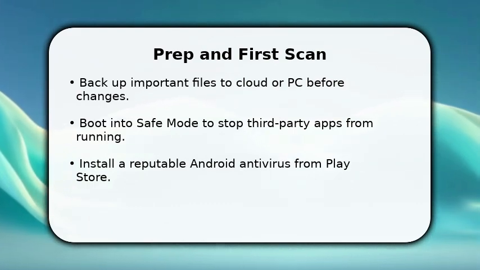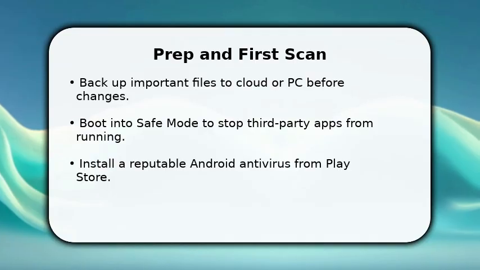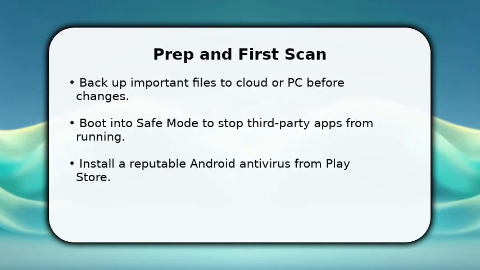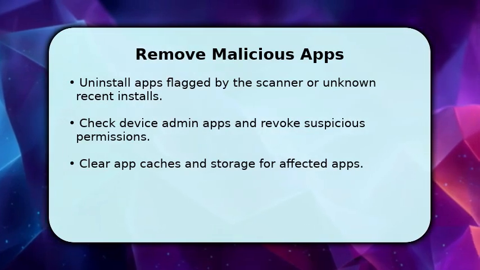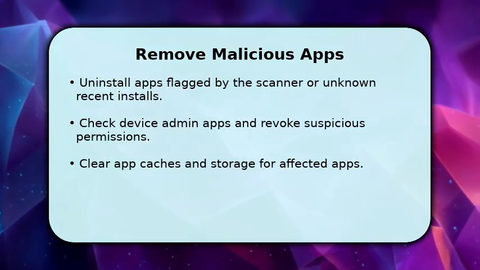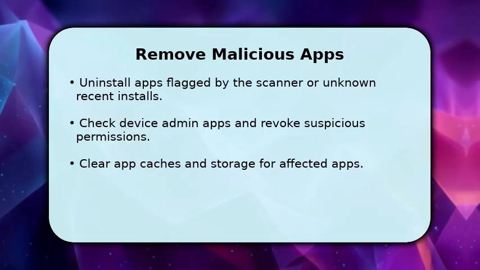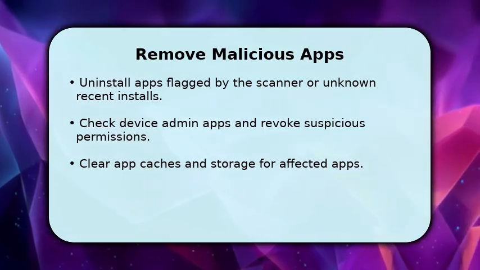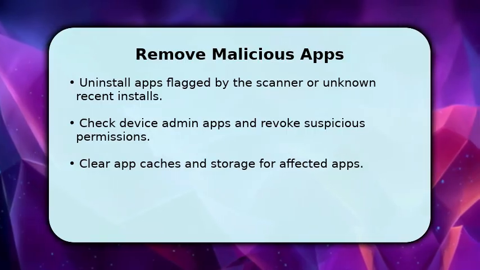Once the scanner lists threats, uninstall each flagged app. If a removal button is blocked, go to Settings, Apps to force stop and uninstall. You should also review device admin apps and revoke admin rights from anything unfamiliar, because malware often hides there to prevent removal. After uninstalling, clear cache and storage for those apps to remove leftover data.